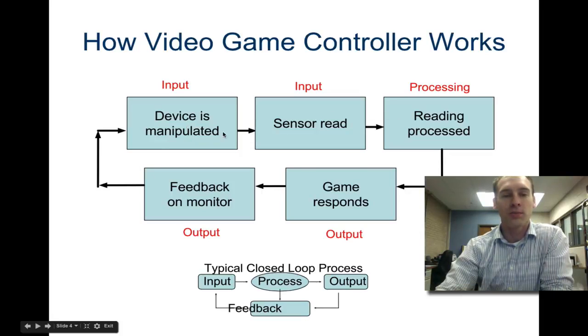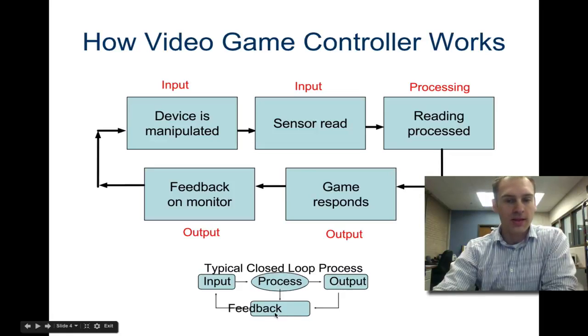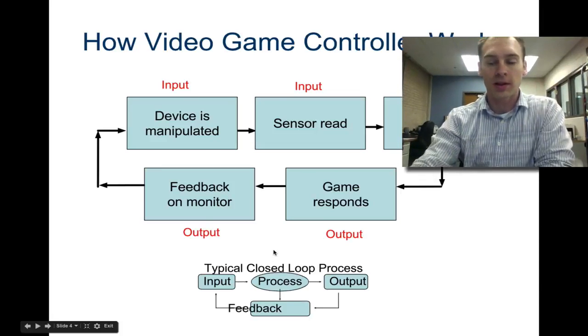So it's a constant loop where you have input, the sensor is read, it's processed, the game responds, and then you see the feedback. And then once you see the feedback, you're going to change your input. And that's usually what happens. Upon feedback, something is changed. So this is called a closed loop down here at the bottom. There's input, there's some type of process, and then usually there is an output that relays to feedback, and then the computer processes that feedback and then goes back to the input. So we're going to talk more about this loop, make that a little bit more clear.